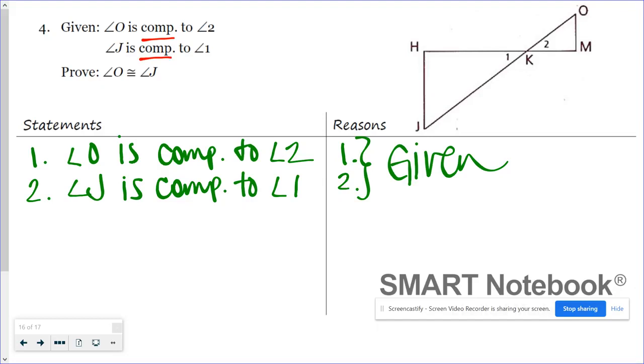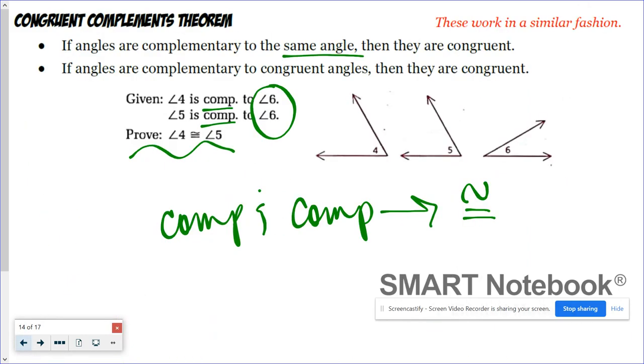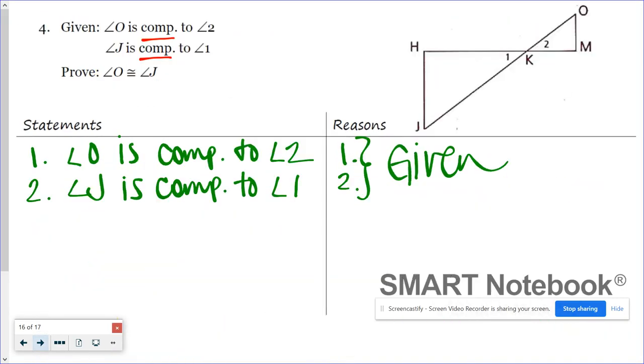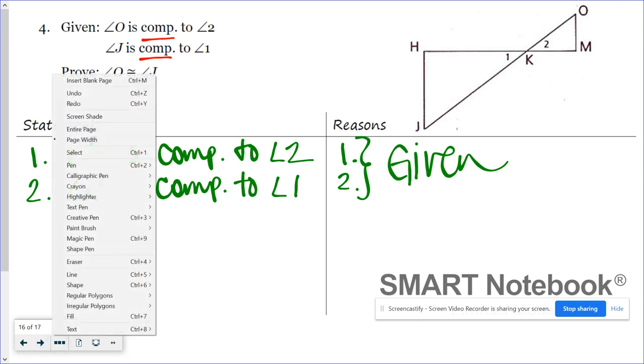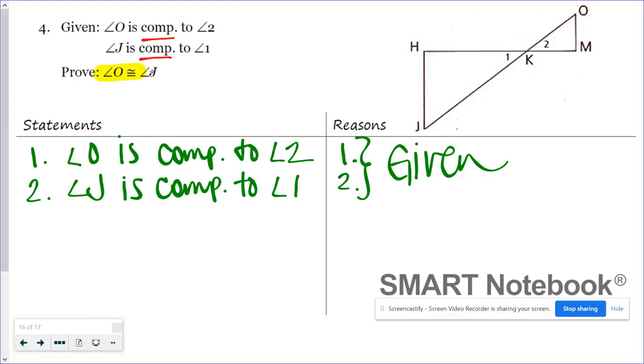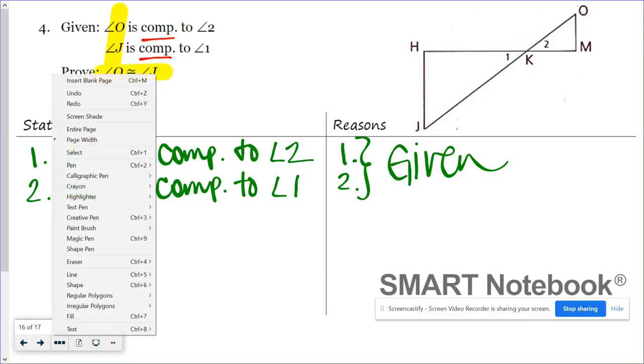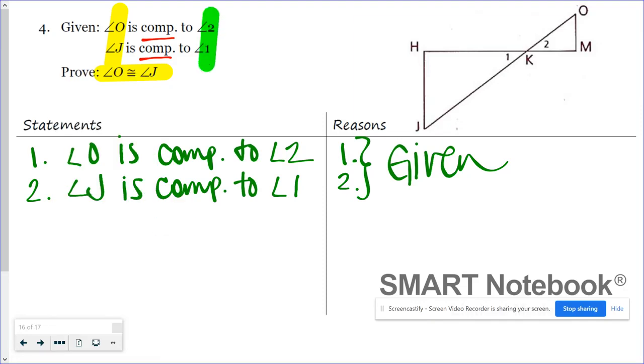And so we know that if we're given complementary and complementary, we can prove congruence, okay? Because the congruent complements theorem, let me just go back to it, says if angles are complementary to the same angle or to congruent angles, then they are congruent. So taking a look back at this proof here, are they complementary to the same angle? No, they're not, okay? O and J is what we're trying to prove are congruent, but they're not complementary to the same angle. In fact, they're complementary to two different angles. So the question is, these two angles, are they congruent?